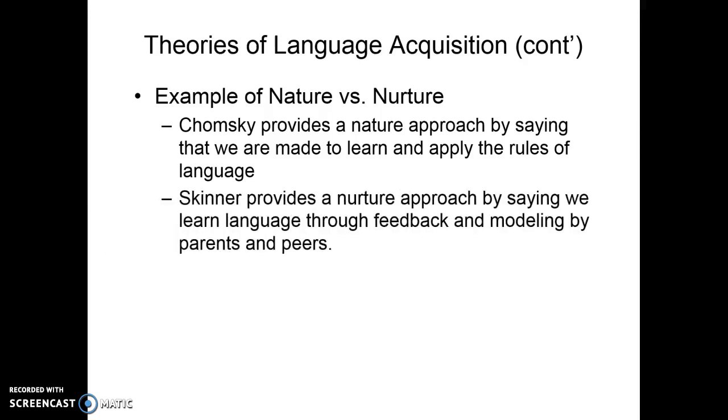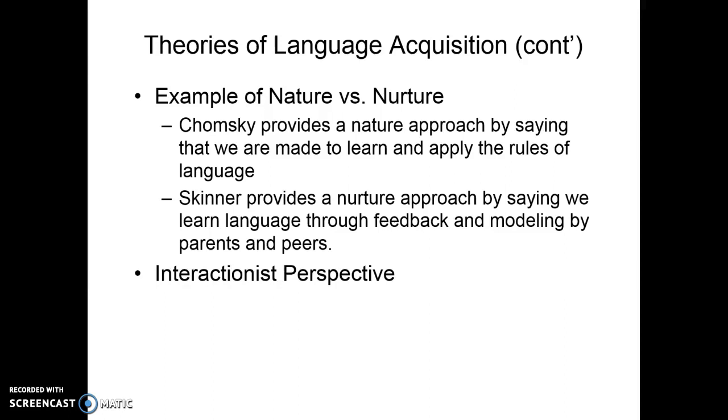Skinner, which came up with which perspective again? Behaviorist. So Skinner, with his behaviorist perspective, provides a nurture approach by saying that we learn language through feedback and modeling by parents and peers. Okay, so Skinner is saying that it's not something that we are born with, it's something that is nurtured. It comes from the nurture side based upon our environment. It might be really good to know that Chomsky goes with nature and Skinner goes with nurture, so that you have that locked away in your memory bank.